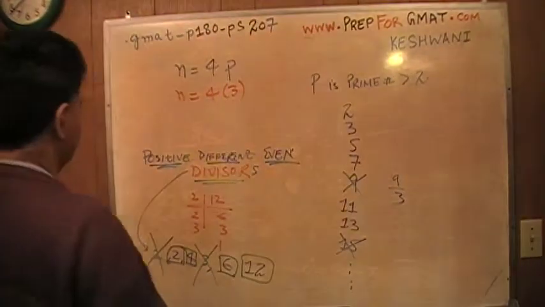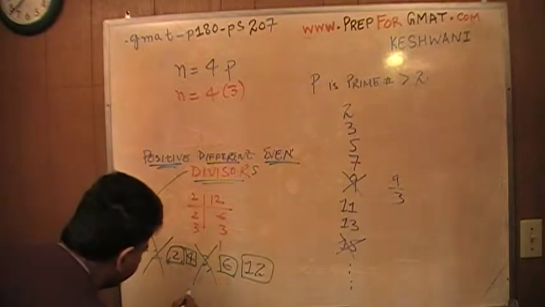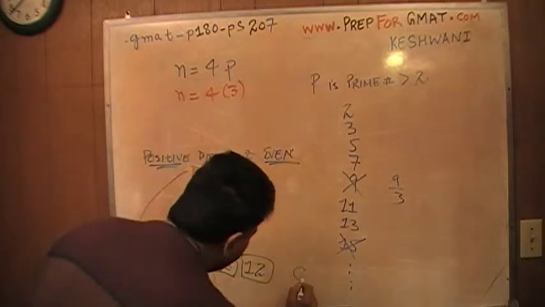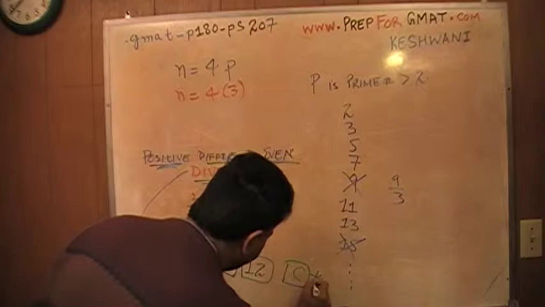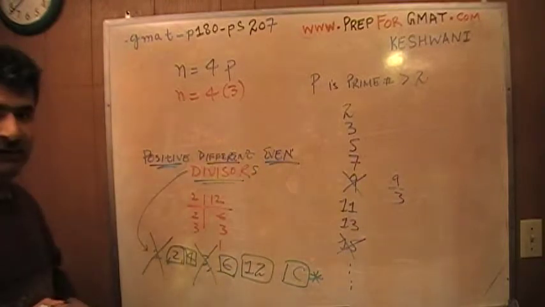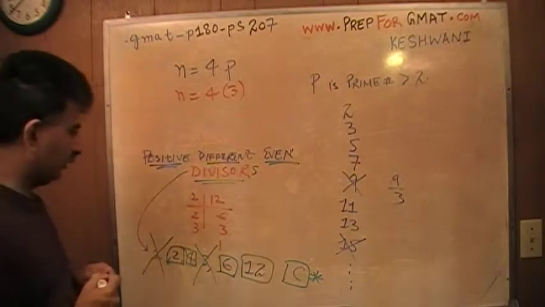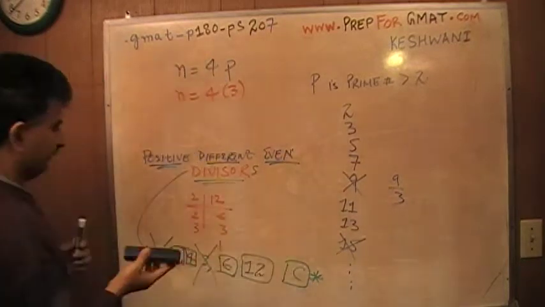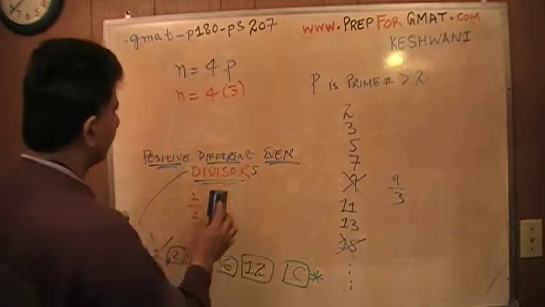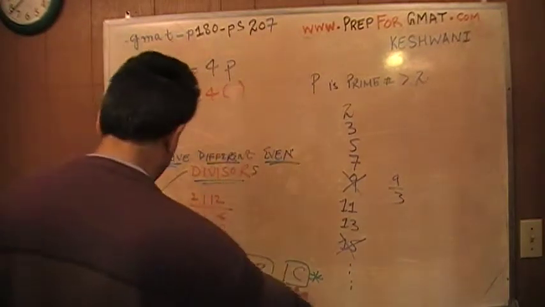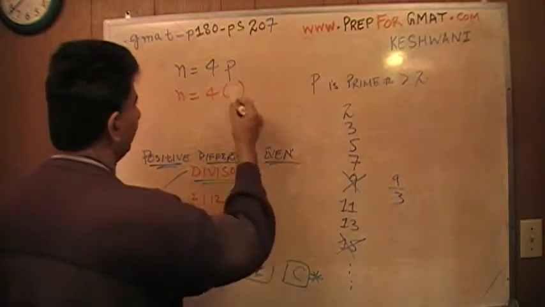Where should I put it? Let's put it at the bottom here. The answer is C. Now if you want to convince yourself that this does actually work, try one more time. I'm going to do a different one now. This time I'm going to leave the 12 alone. Let's try something else. Let's put in 5, because 5 is the next one.